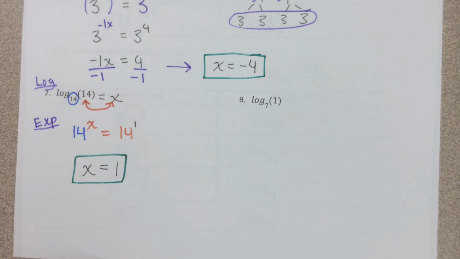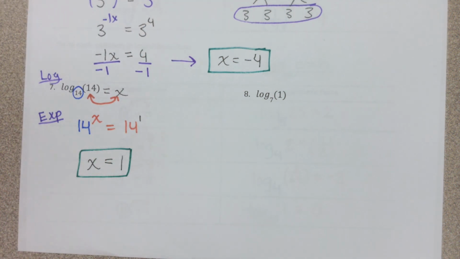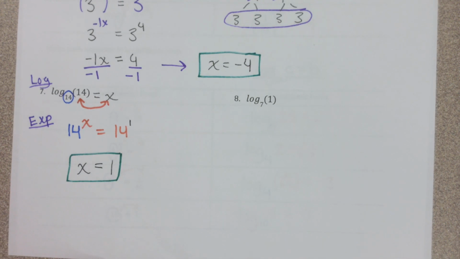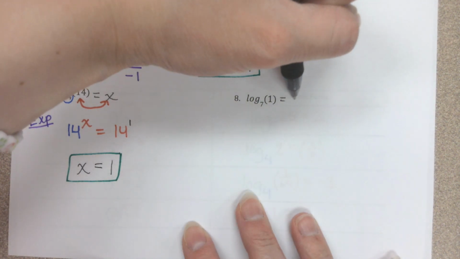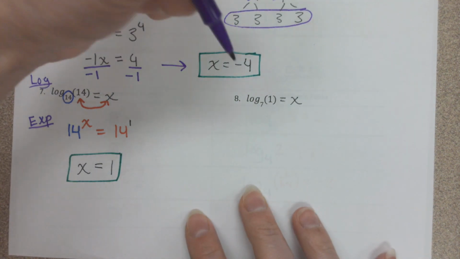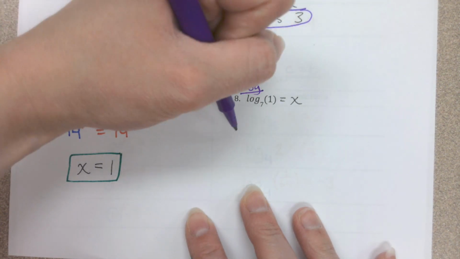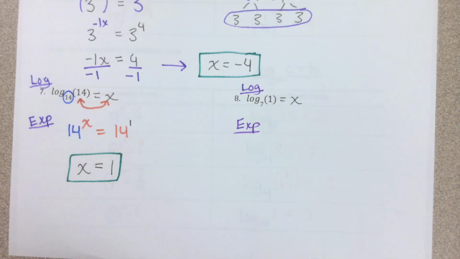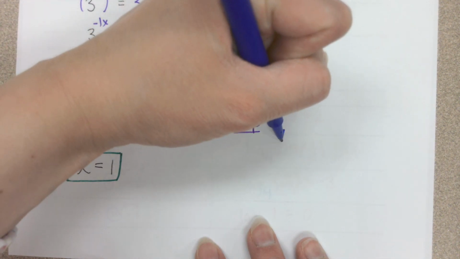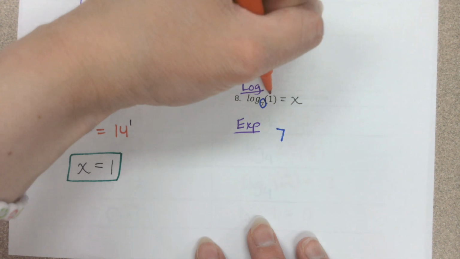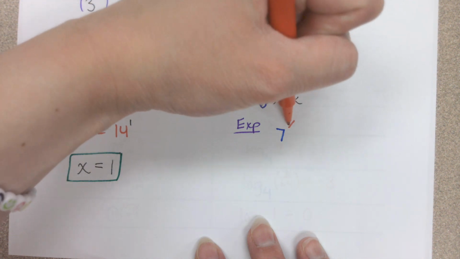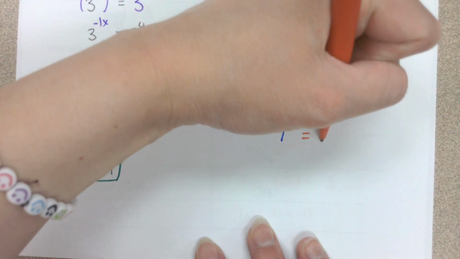You can also approach it logically. To start with 14 and end with 14, 1 does just make sense. Number 8. Log base 7 of 1 is equal to x. Once again, we're in log form, and we need to change it to exponential form. Base stays base. The base is 7. The other two switcheroo. 7 to the x is equal to 1.